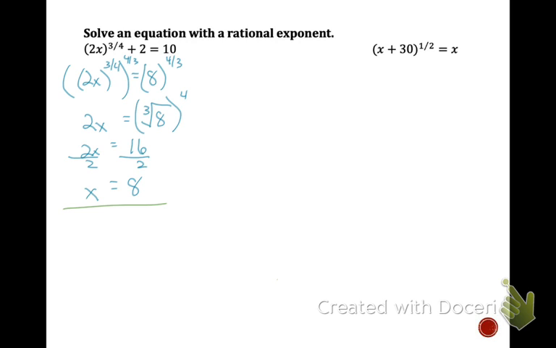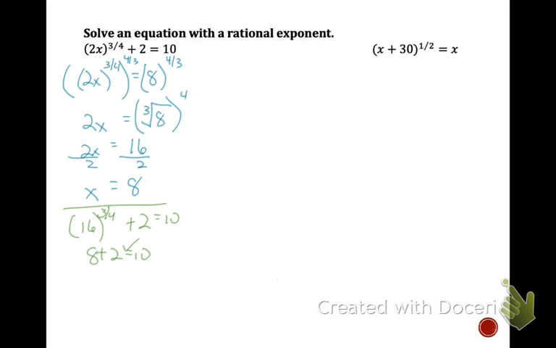And now let's check it. So 2 times 8 is 16 to the 3/4 power plus 2, and we're seeing if that equals 10. So 16 to the 3/4 power is 8, because the 4th root of 16 is 2, and then 2 to the 3rd power is 8. 8 plus 2 does equal a positive 10.